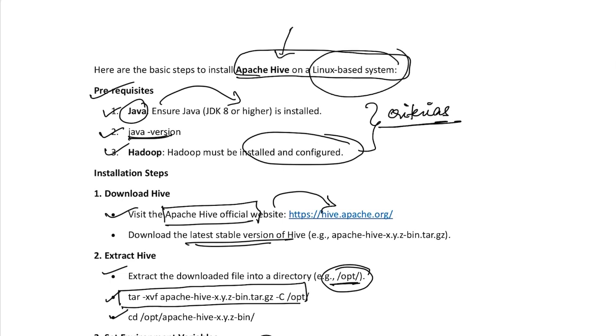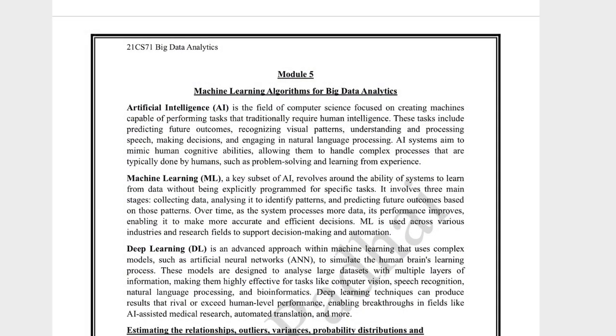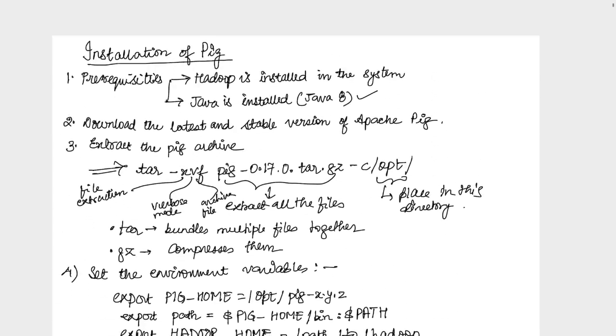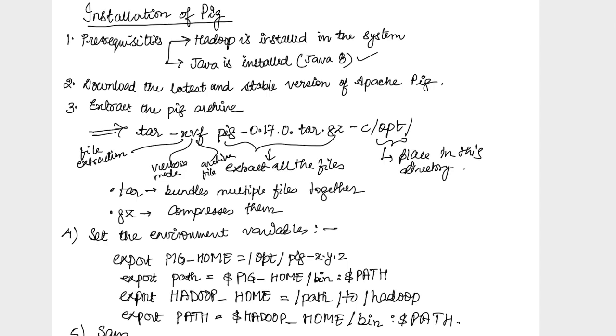Next we have Pig. So let's see the installation of Pig. Again the first prerequisite is that Hadoop should be installed in the system, and Java 8 version should be installed. Once you are done with your prerequisites, you have to download the latest and stable version of Apache Pig.